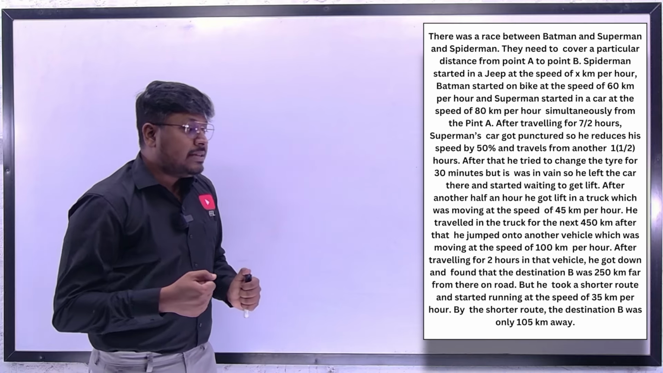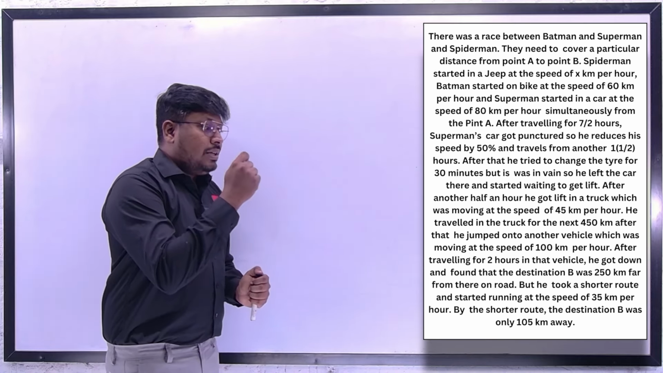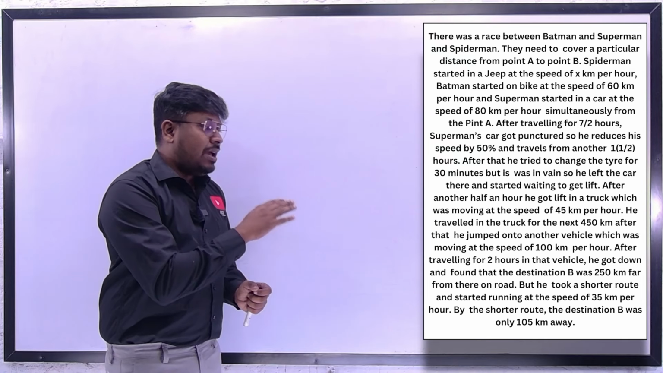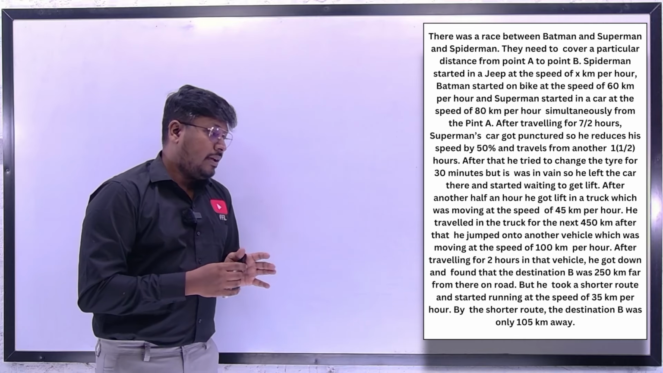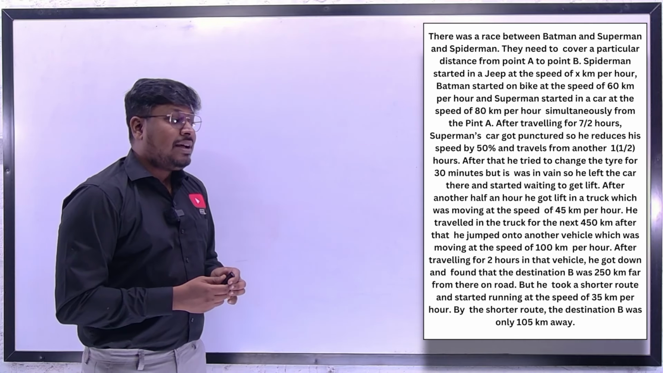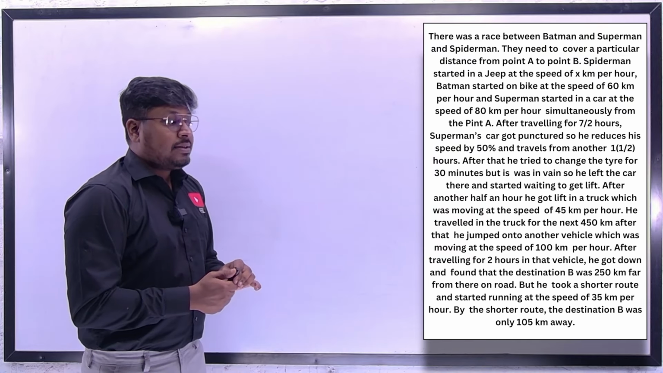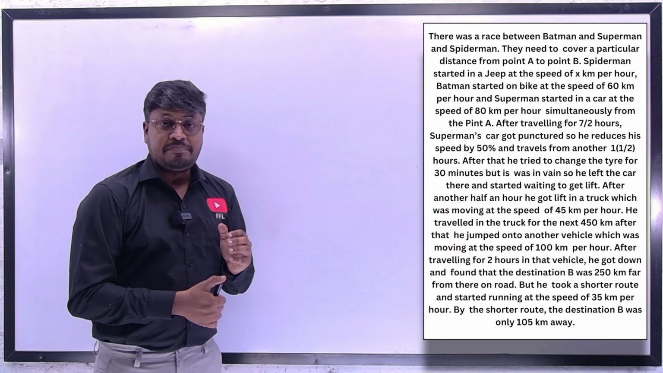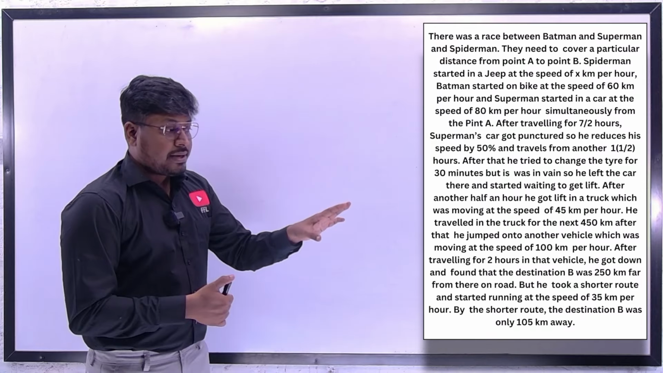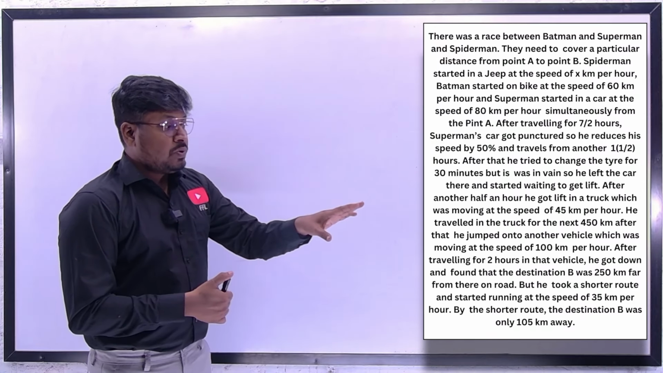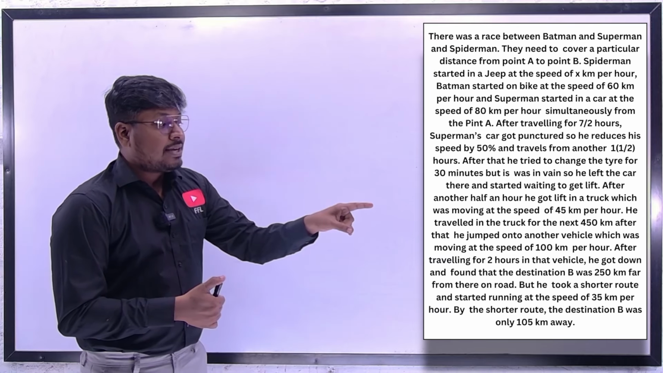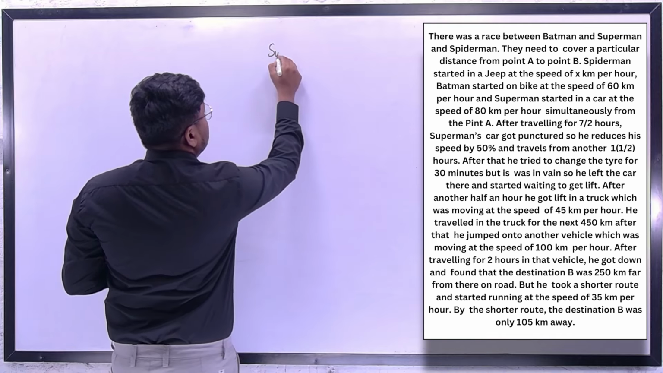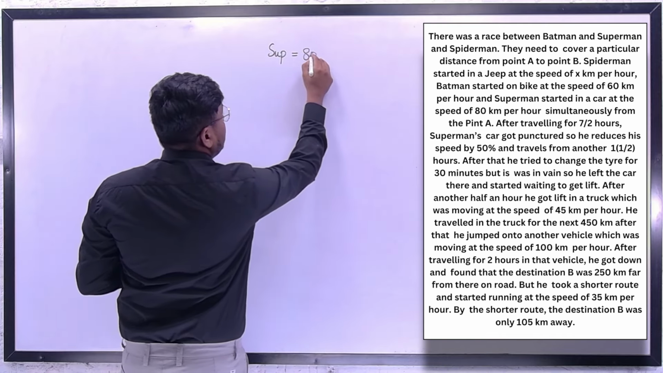So now what they are saying is, all the persons are starting simultaneously from point A. After traveling 7.5 hours, Superman's car got punctured and he reduced its speed by 50%. First they are talking about Superman's car, and we already know Superman's speed. Superman started in a car with a speed of 80 km/h. So according to the question, Superman's speed is 80 km/h.